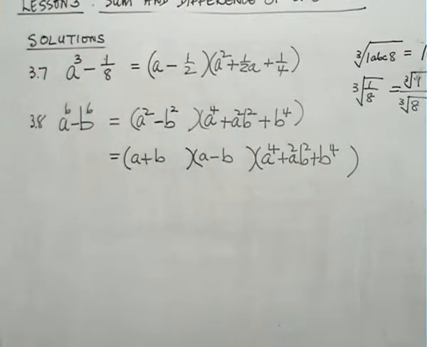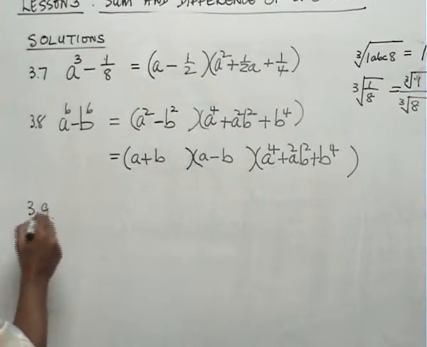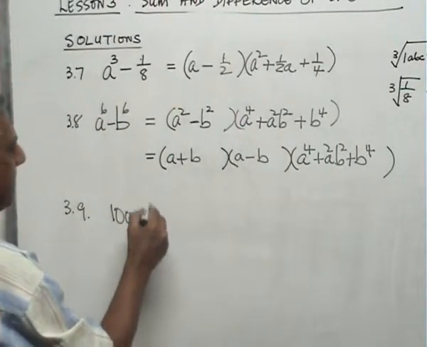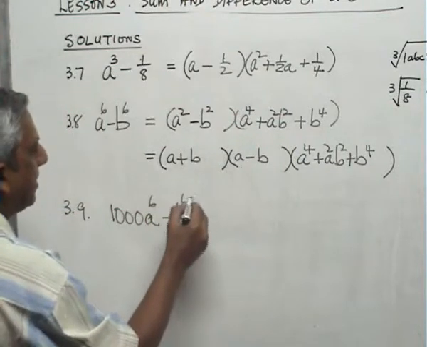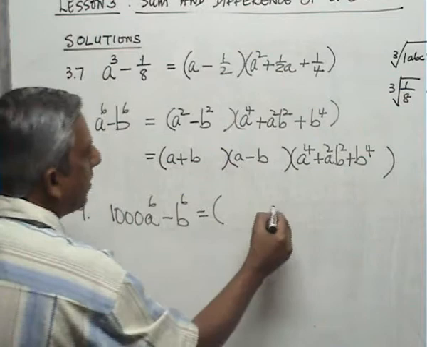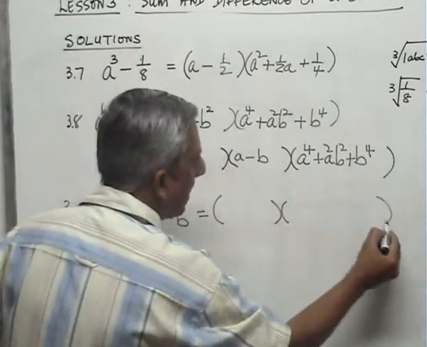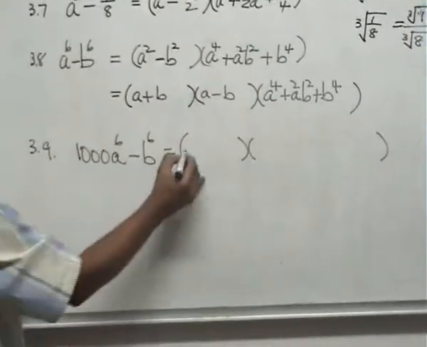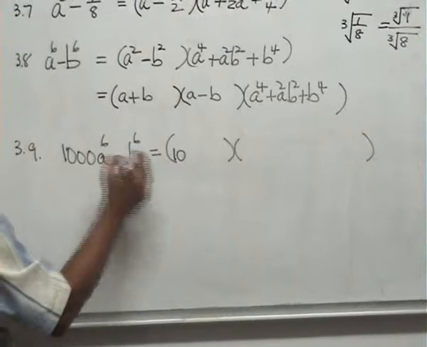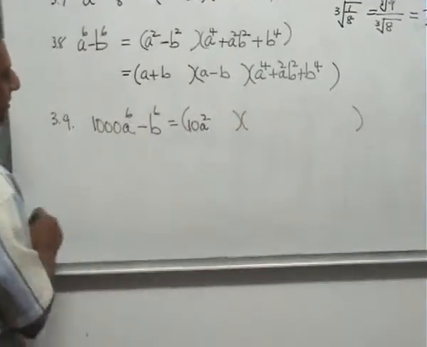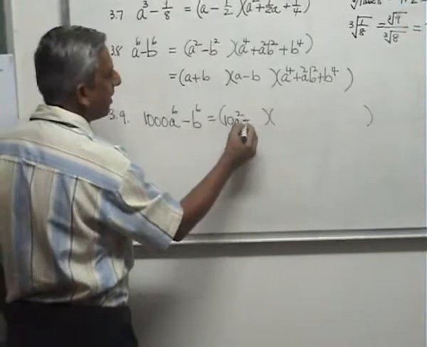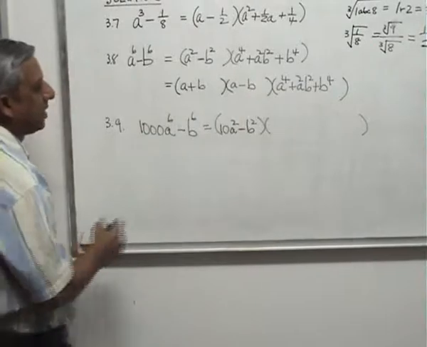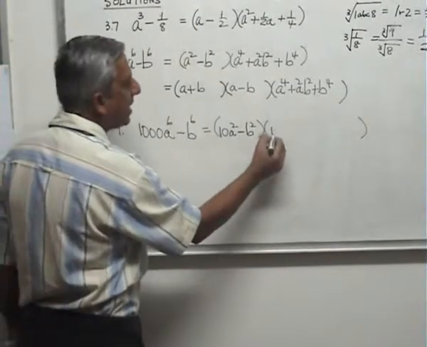Okay, and then finally the last one, 3.9. 1000a to the 6 minus b to the 6 is equal to, well, one small bracket and one big bracket. Okay, cube root of 1000, 10. Cube root of a to the 6, a squared. Cube root of b to the 6, well, if it's minus here, it'll have minus there. b squared. Then square this one.